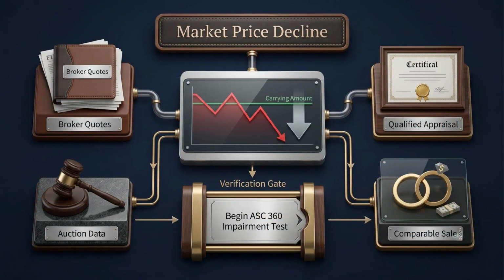A significant decrease in market price can be an impairment indicator. This is not about ordinary market noise or small fluctuations. The decline must be meaningful enough to raise concern about recoverability. Accounting should corroborate the signal with evidence such as broker quotes, independent appraisals, auction data, or comparable arm's length sales. The stronger the evidence, the stronger the indicator conclusion. A casual comment that prices seem down is not enough for a close memo.